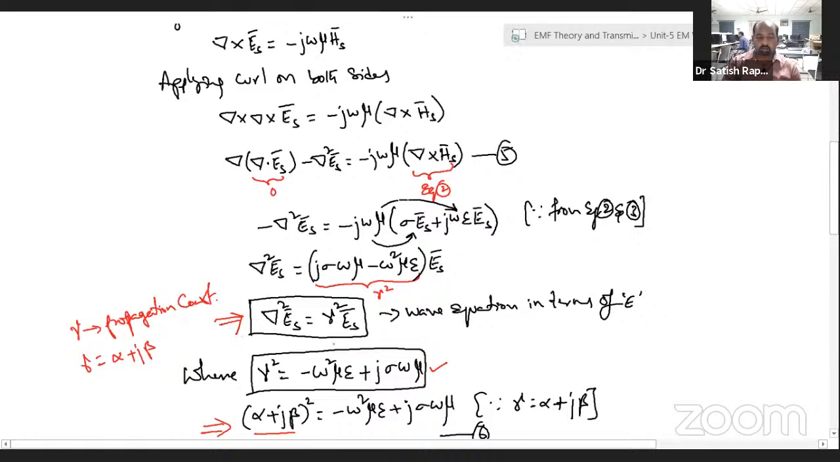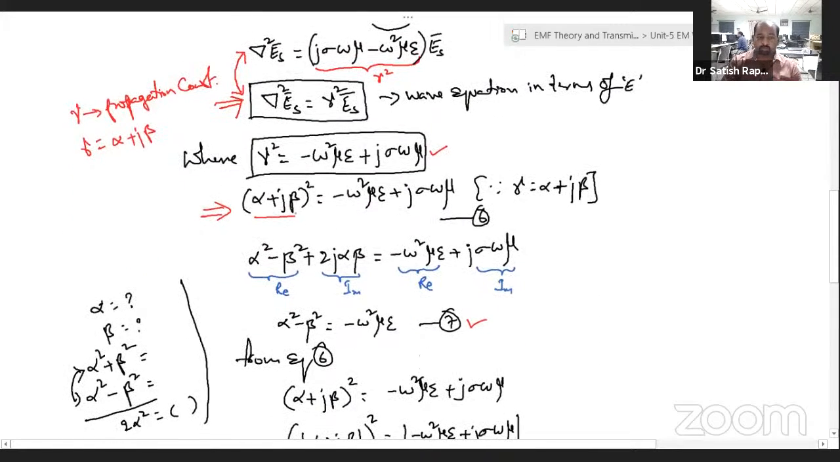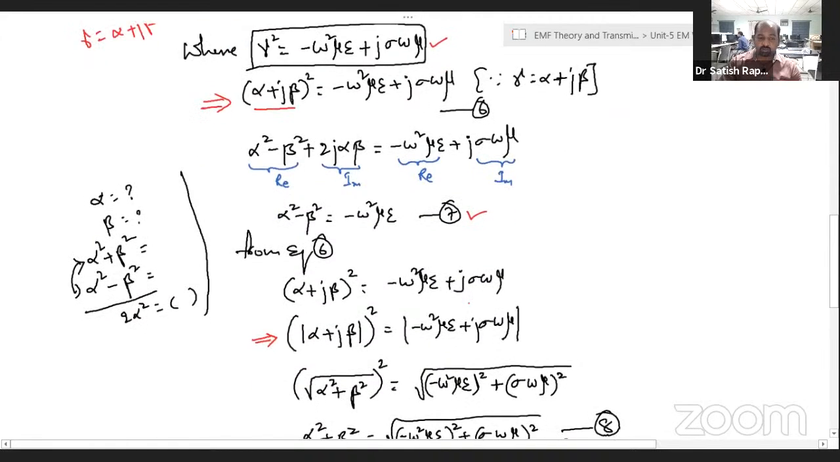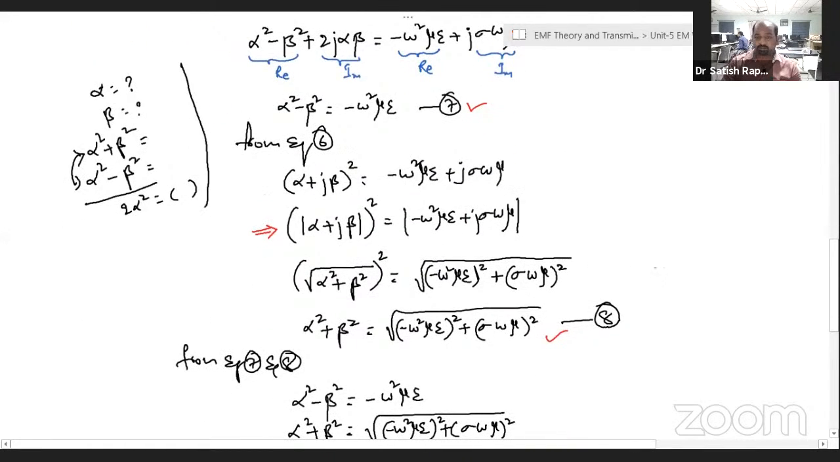And gamma square is the propagation constant, right? Comparing these two, we will get gamma square is equal to minus omega square mu epsilon plus j sigma omega mu, and so on like this. So alpha square minus beta square, equation 7, and alpha square plus beta square, equation 8.